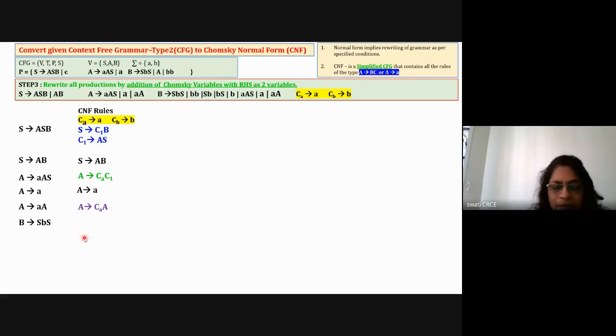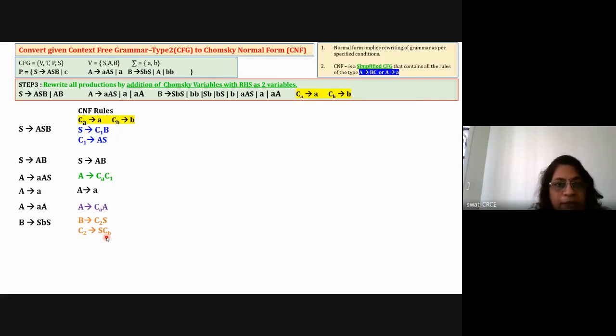So here now I have to split it into two parts. So I'll say that B is equal to C2. I have to introduce a new Chomsky variable C2. So I'm saying C2 is equal to S, and for small b I'm writing it as CB. So C2 is equal to SCB.